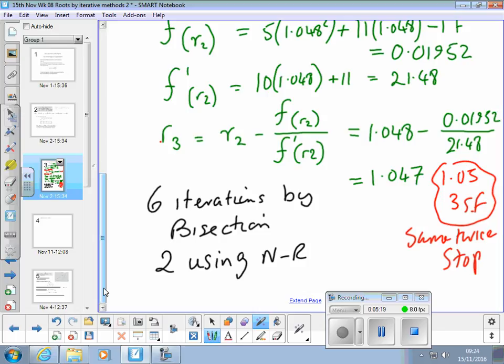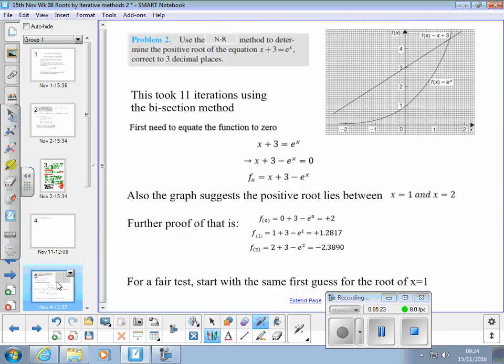So, problem 2. Use the Newton-Raphson method to determine the positive root of the equation x plus 3 equals e to the x. This took 11 iterations using the bisection method. What this problem is doing is finding the value of x where these two functions are equal, that point up there. The first thing I had to do was rearrange it so that it equated to 0, because we need the function equated to 0 for Newton-Raphson.